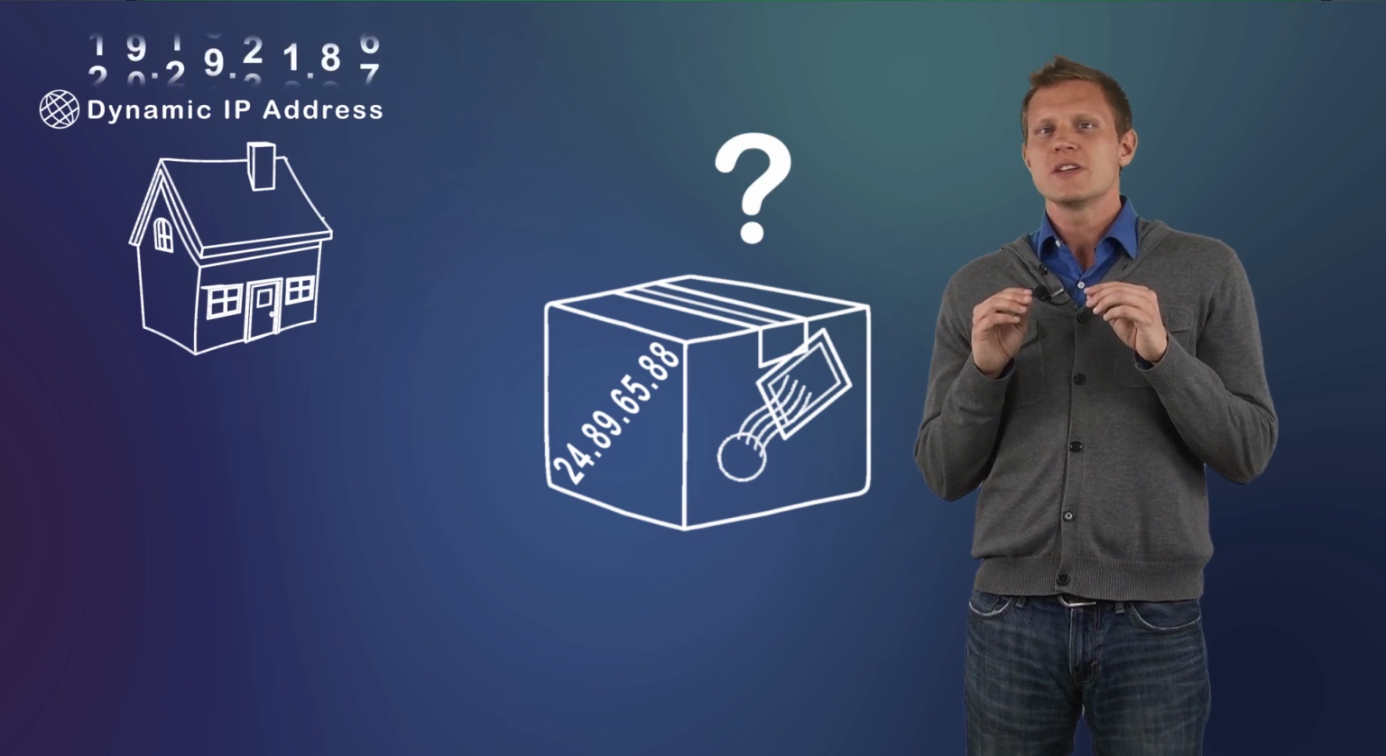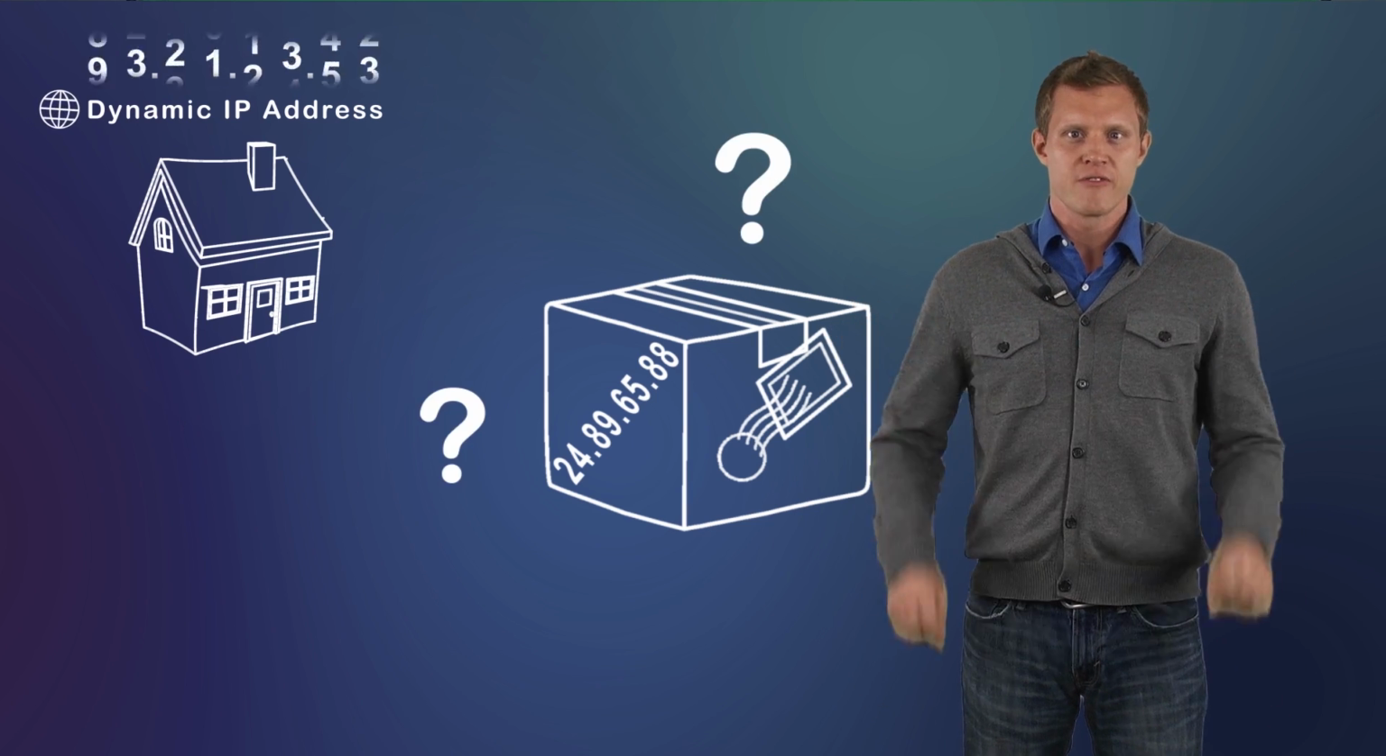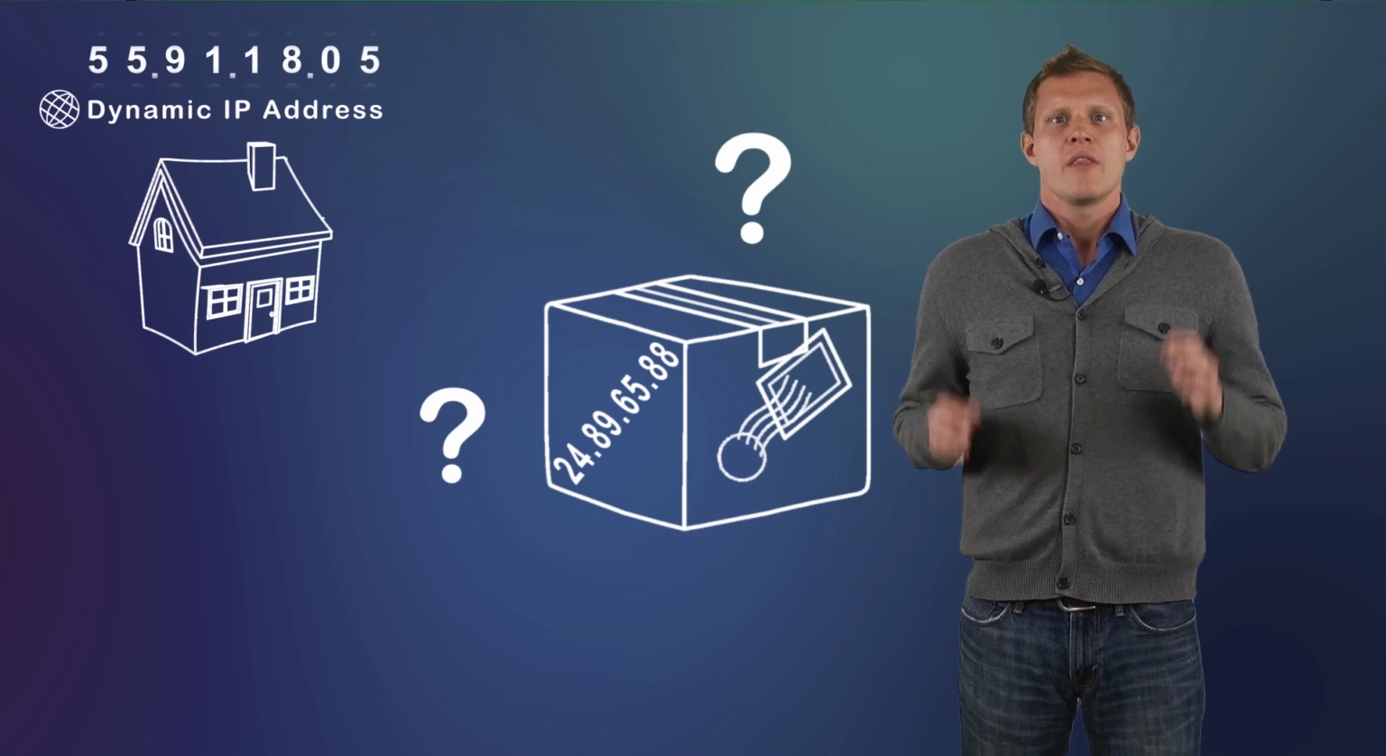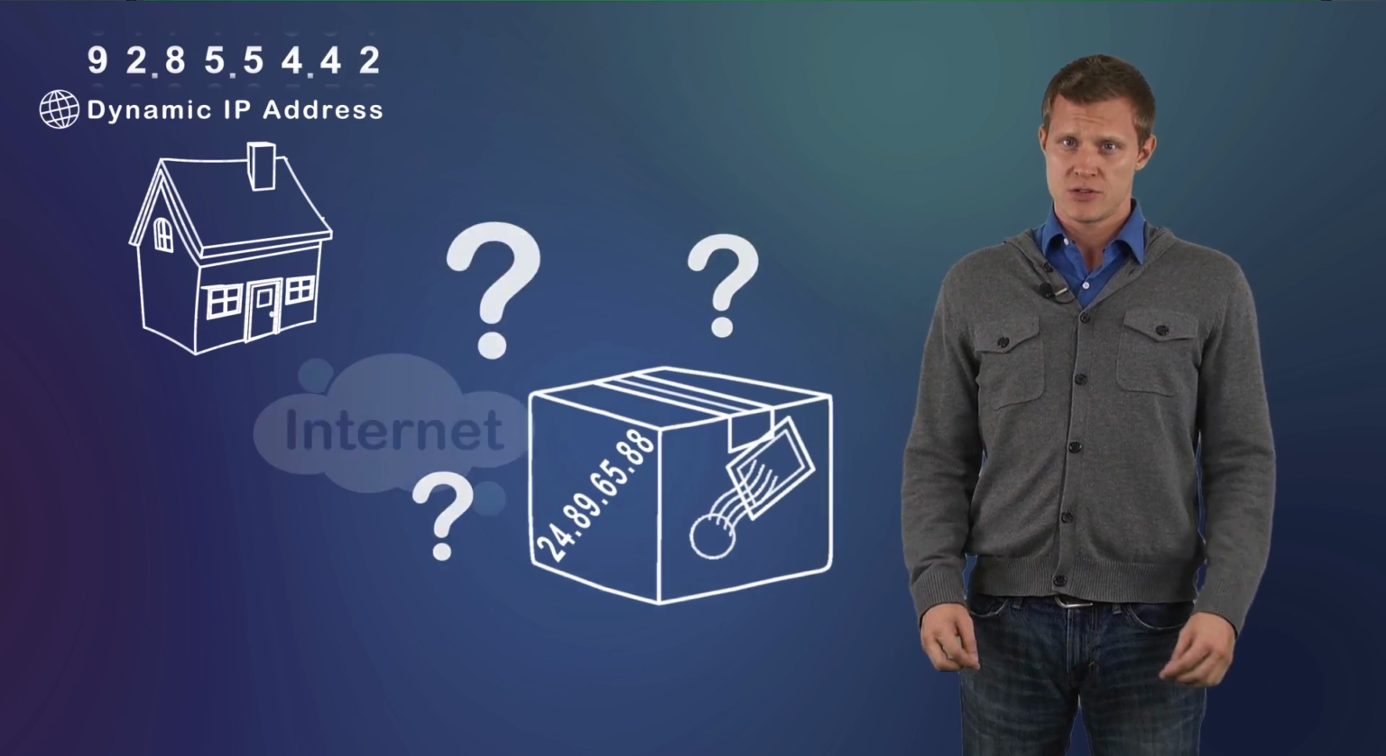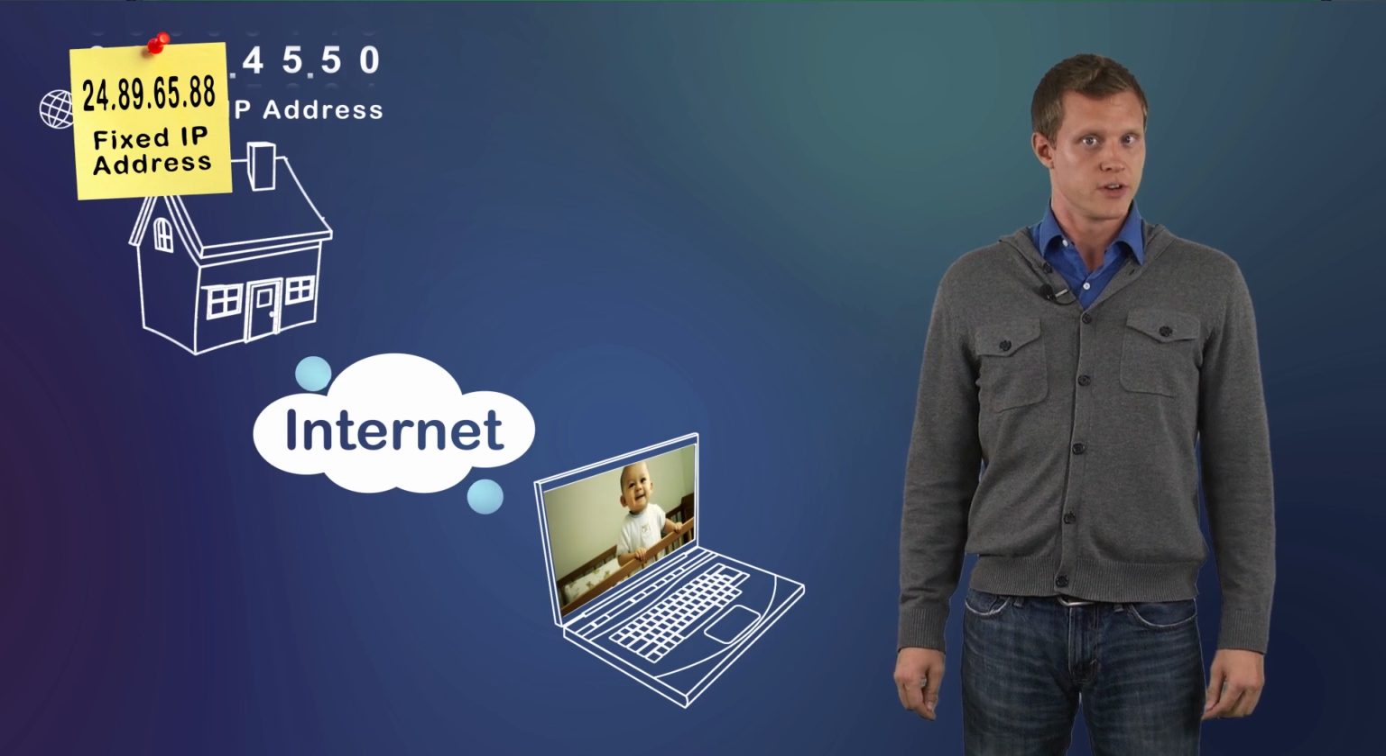Now, imagine if you tried to mail a parcel to a friend, but every day your friend's mailing address changed. The concept is the same for your home IP address. You need a fixed IP address in order to locate and view internet cameras in your home.